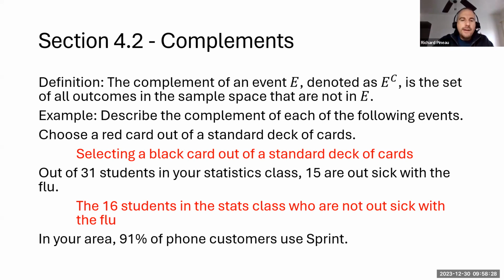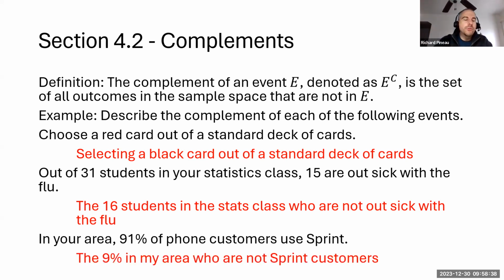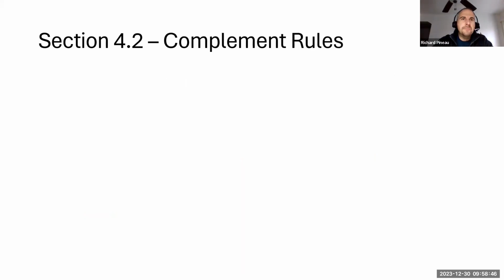And finally, in your area, 91% of phone customers use Sprint. So what is the complement here? Well, the complement would be those who are not using Sprint, right? They're not in this group. So that's the 9% in my area who are not Sprint customers. So hopefully complements make a little bit more sense.